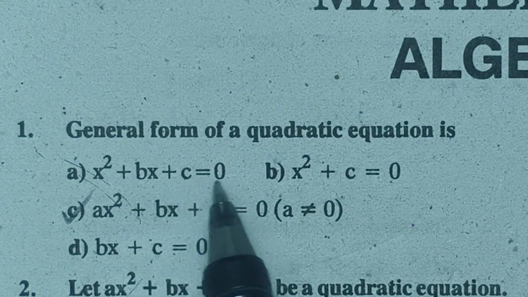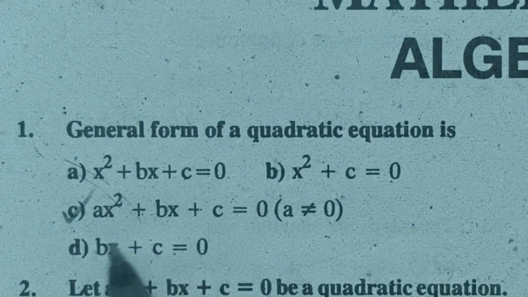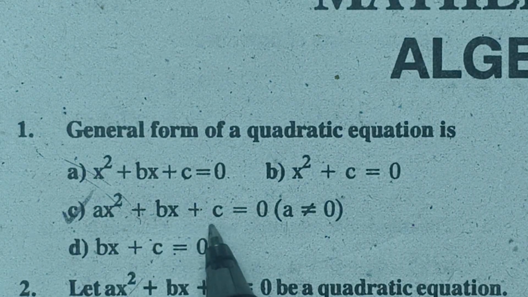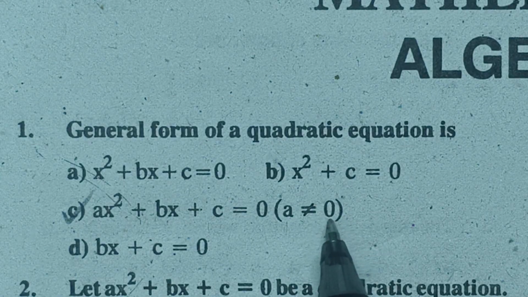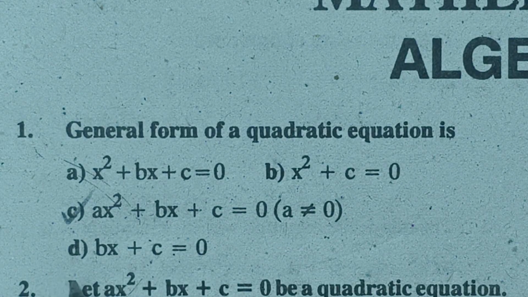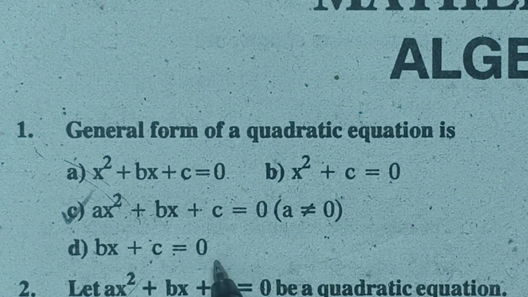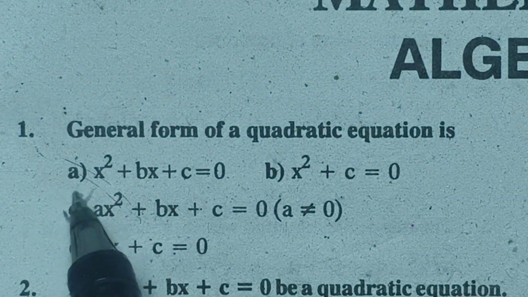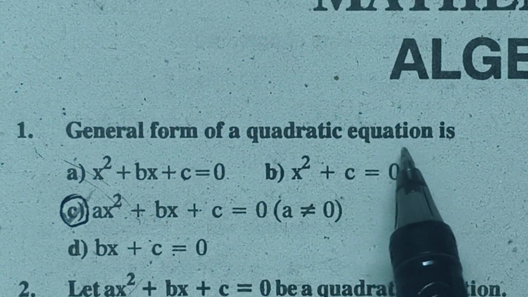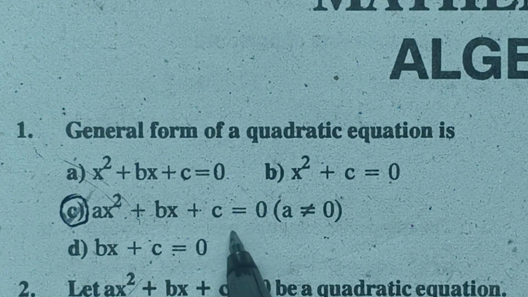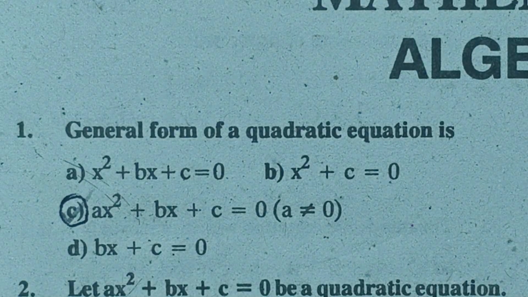a squared plus bx plus c is 0, bx squared plus c is equal to 0, a squared plus bx plus c is equal to 0, a is not equal to 0, d bx plus c is equal to 0. Option C is the correct answer. The general form of quadratic equation is a squared plus bx plus c is equal to 0. Okay, second question.